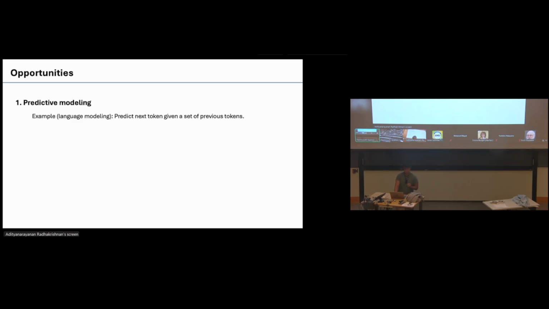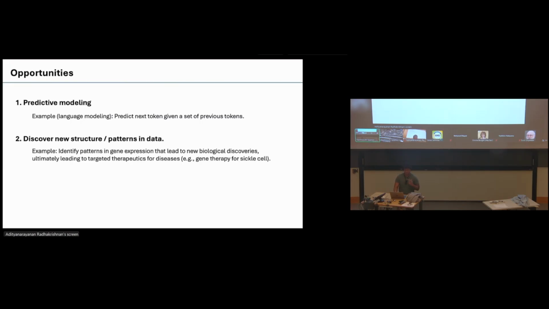And so what are we doing with all of this data? There's really two big opportunities here. One is on the predictive modeling side. So for example, language modeling, you can do training objectives, where here you're just predicting, let's say, the next token given a context of previous tokens. But you also have the opportunity beyond predictive modeling to actually discover underlying structure and patterns in data. And why does this really matter? At least on the biomedical side, if I look at single-cell RNA sequencing data, you can start to identify patterns in gene expression that lead to new biological discoveries. And in fact, this is ultimately what leads to targeted therapeutics for diseases. An example would be gene therapy for sickle cell very recently.